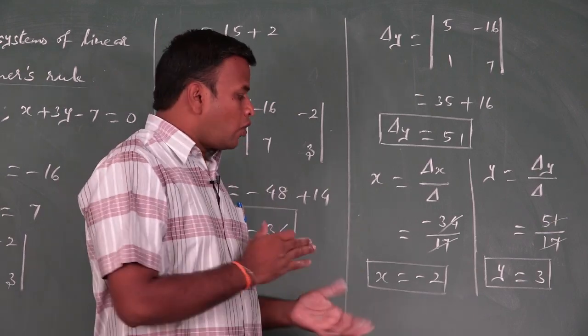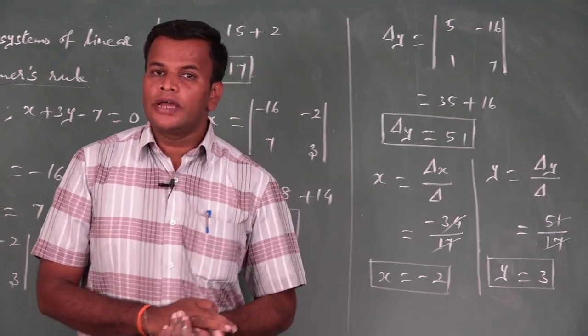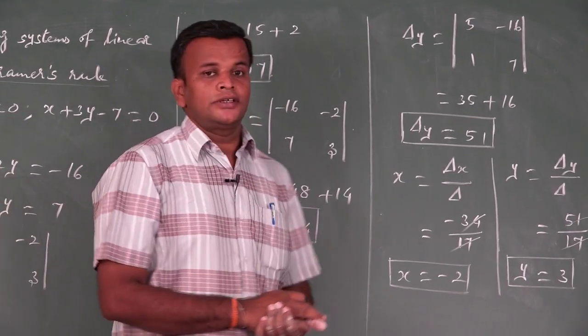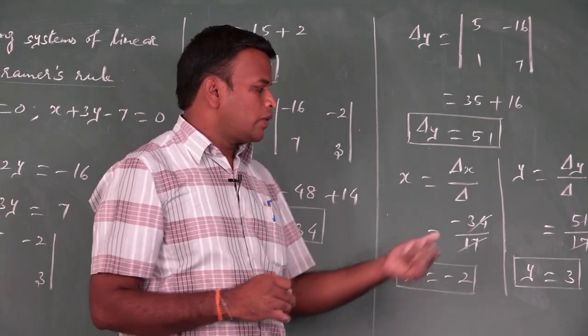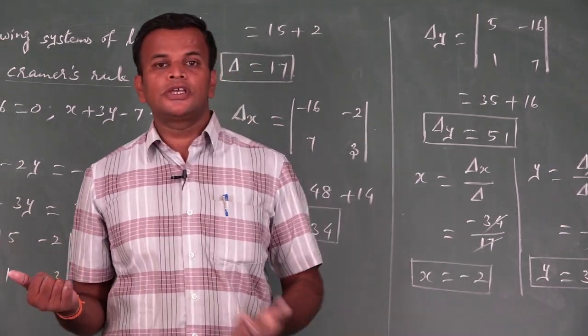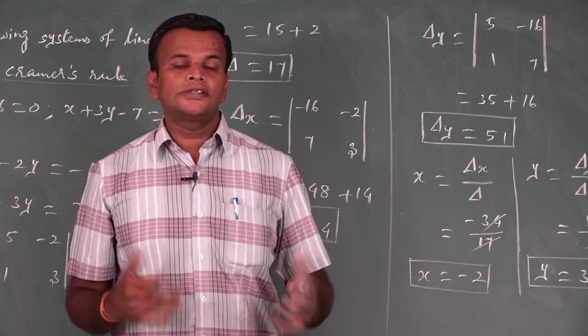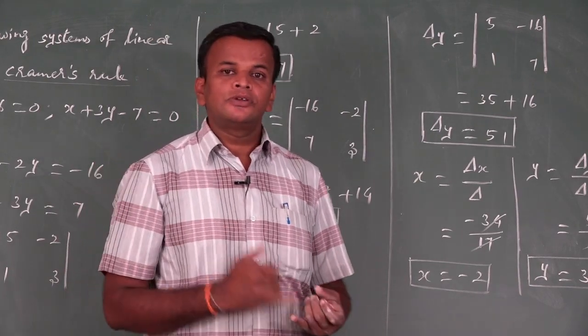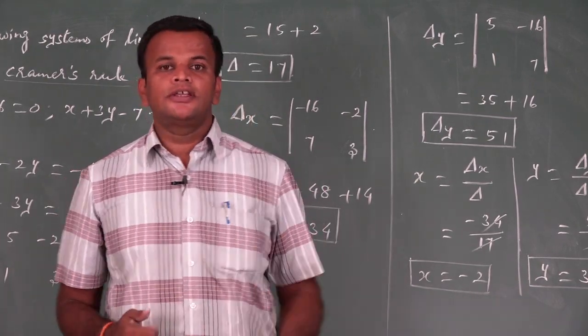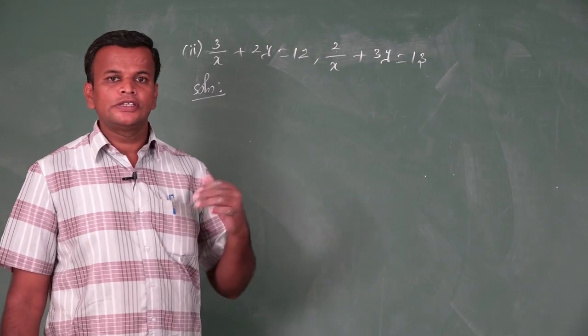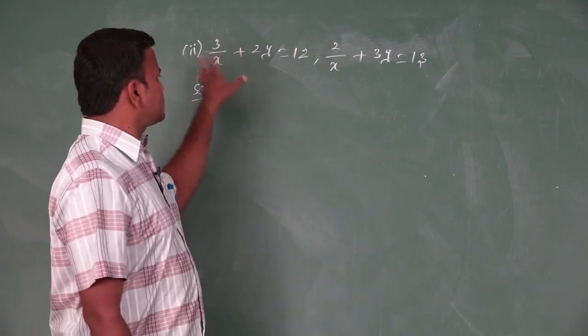We already explained how to verify. Suppose we want to check whether our answer is correct or wrong. We substitute the values of x and y in either one of the equations. If the equation is satisfied, our answer is correct. It may be the first equation or the second equation. Using this same Cramer's rule, we now solve the second one.